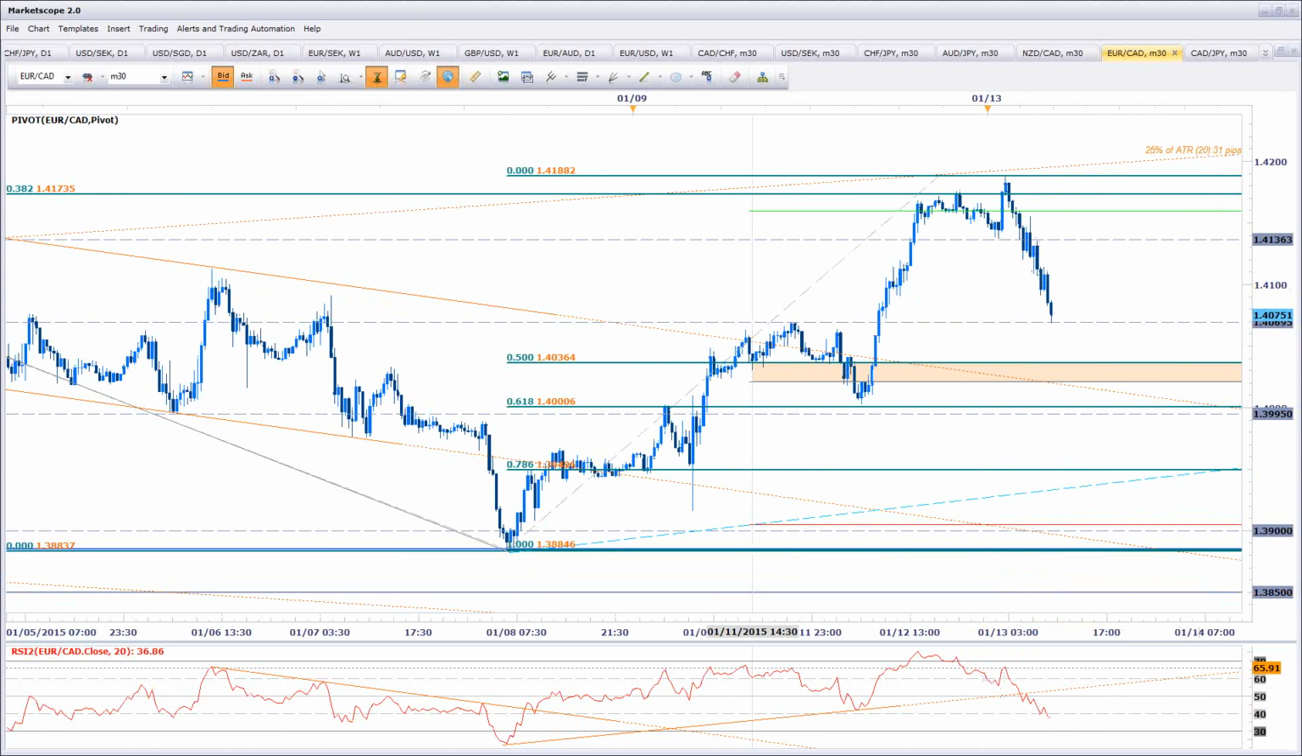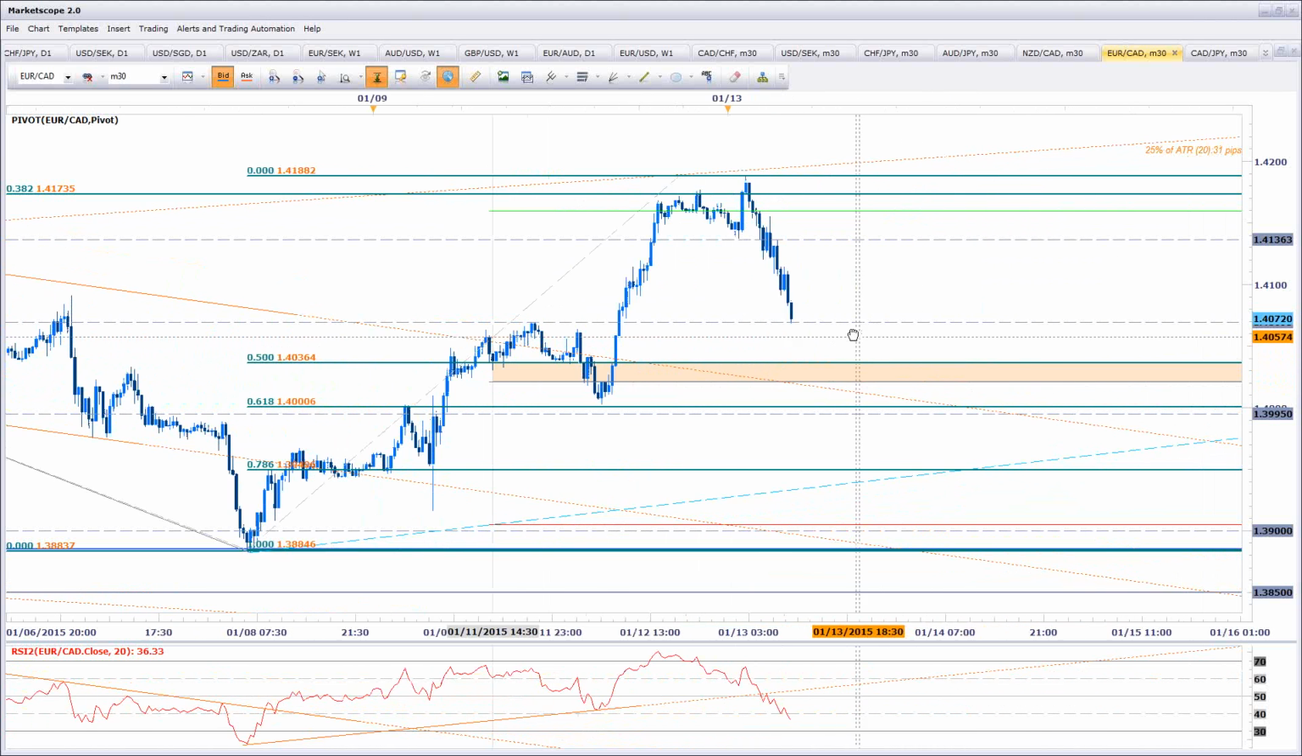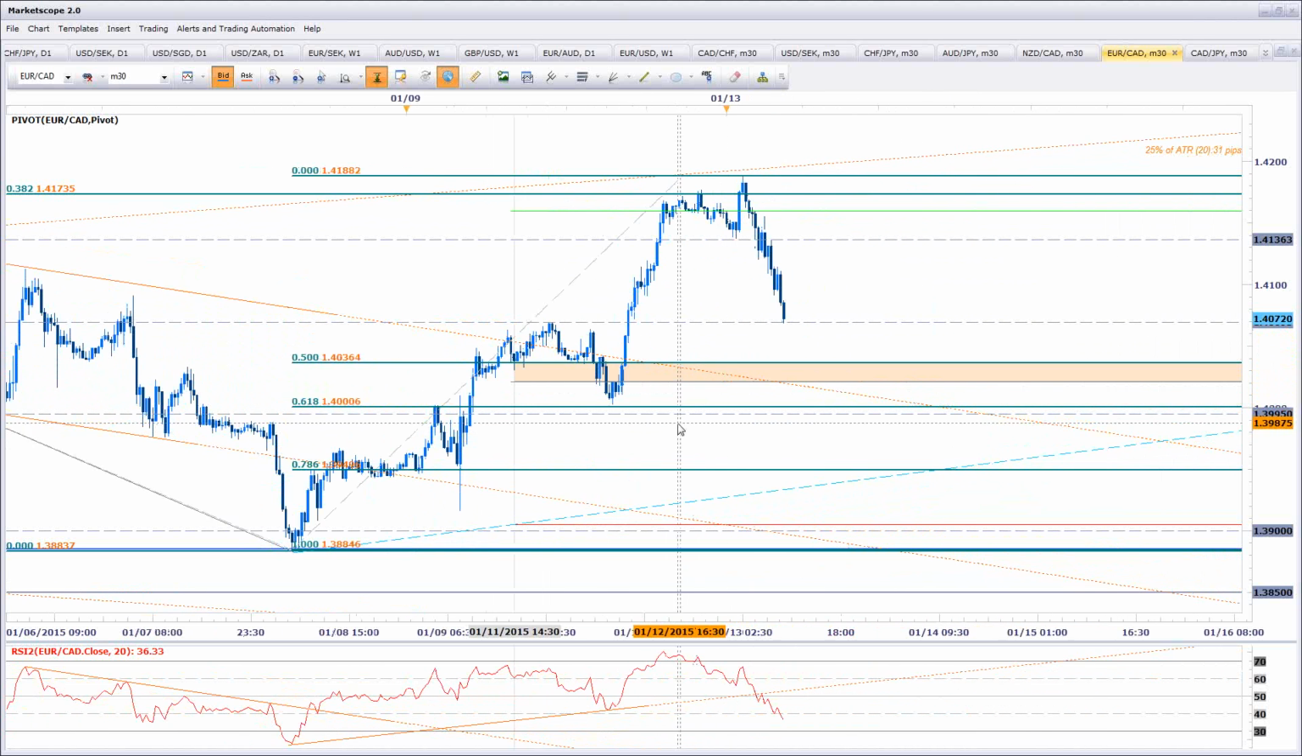Your 50% is the weekly pivot? No, so the 50% is right here. The weekly pivot's right here at 140.20. So it's basically like a 15 pip range, Sandy. Does that make sense? She says yes. All right, cool.